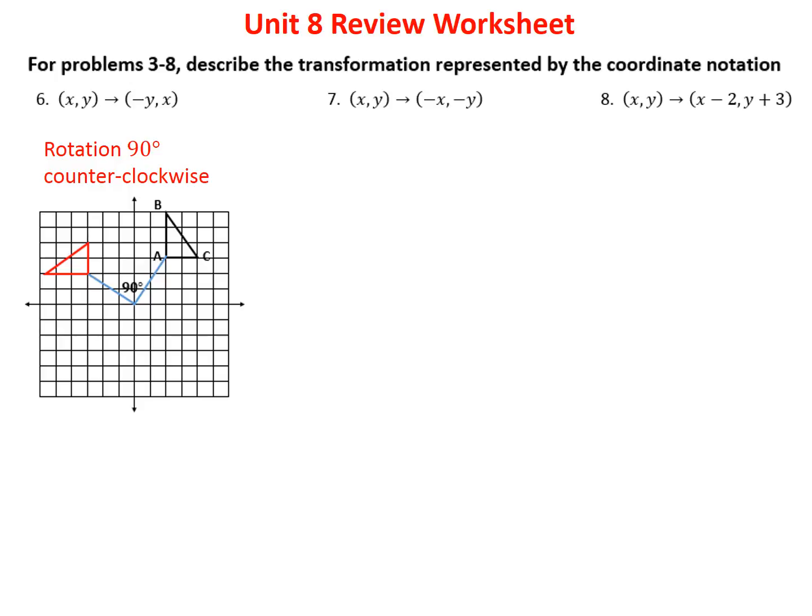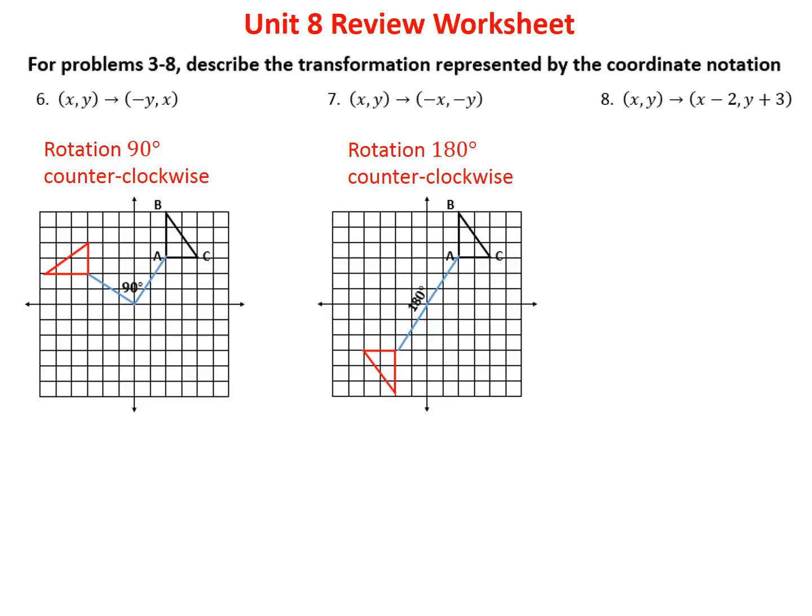Number 7 is kind of easy to remember. You notice that both x and y become opposites. And that's kind of like reflecting it over the x-axis and then reflecting it over the y-axis. What you have here is a total counterclockwise rotation. If you go 180 degrees, you'll see that (2, 3) becomes (-2, -3). And so (-x, -y) is a 180 degree rotation.